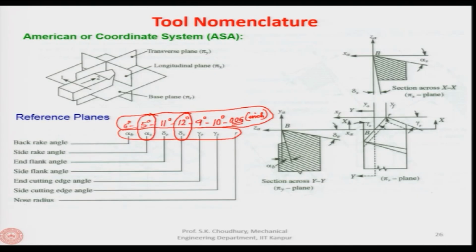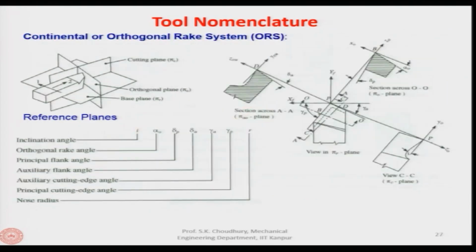Then we discussed the orthogonal rake system, and we said in the orthogonal rake system there are 3 mutually perpendicular planes that are used, which are the base plane, the orthogonal plane and the cutting plane. These are the 3 planes which are used here. Now, for this you take the planes, one which is the orthogonal plane, another which is the cutting plane, and the third which is the plane perpendicular to the auxiliary cutting edge. So, these are the 3 planes in which you can show the angles.